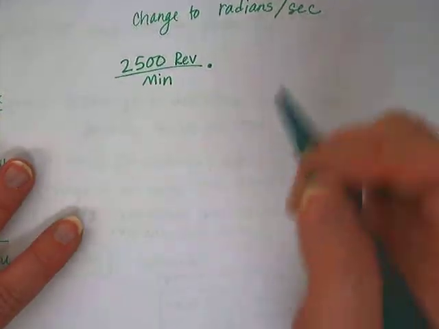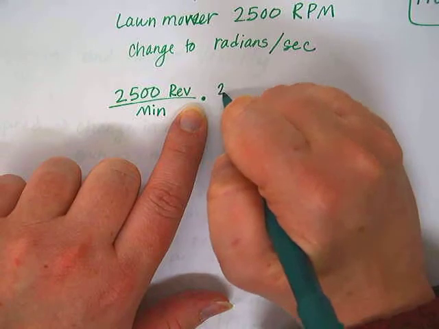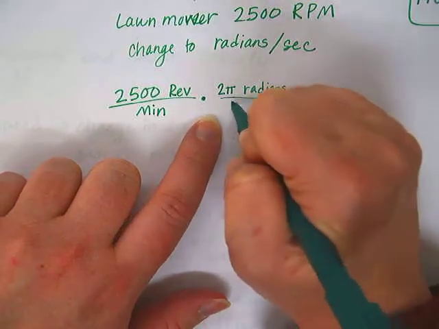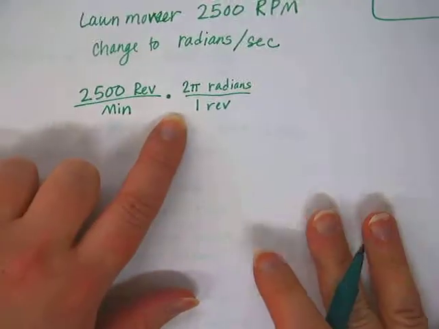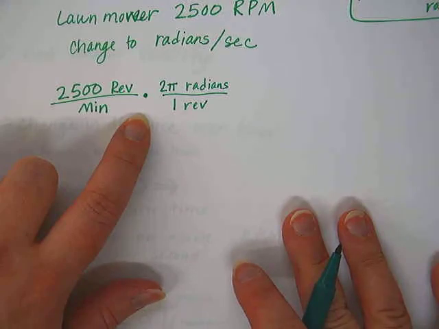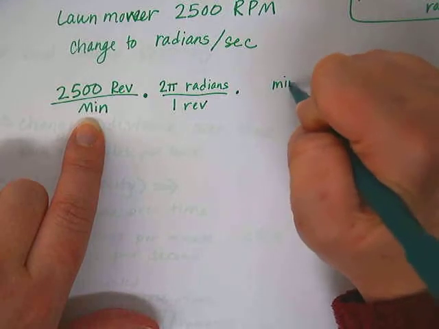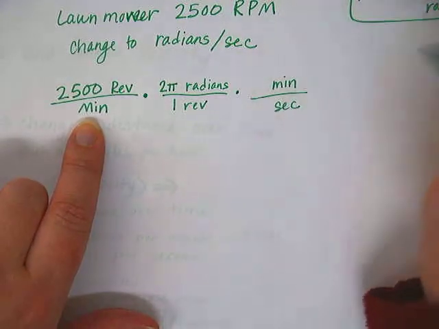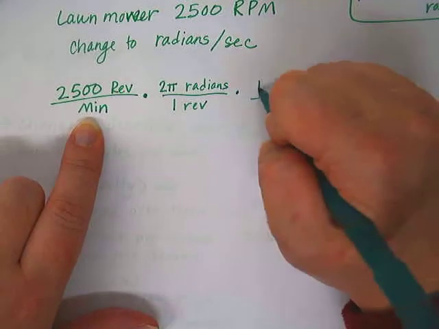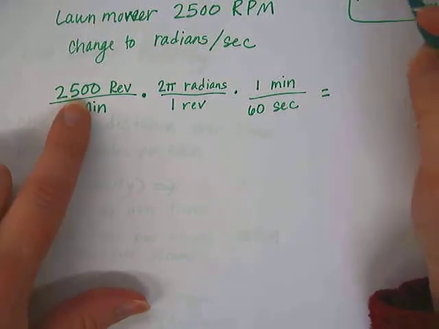Okay. So 2,500 revolutions per minute. So to change revolutions to radians, what am I going to do? 2 pi radians in 1 revolution. Okay, what else am I changing? Minutes to seconds. So minutes is on the bottom, so that means I want minutes on the top and seconds on the bottom. So what numbers are going to be involved in that? 1 minute and 60 seconds, correct?